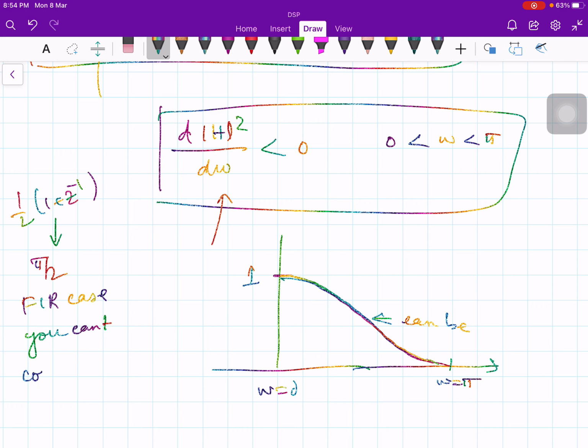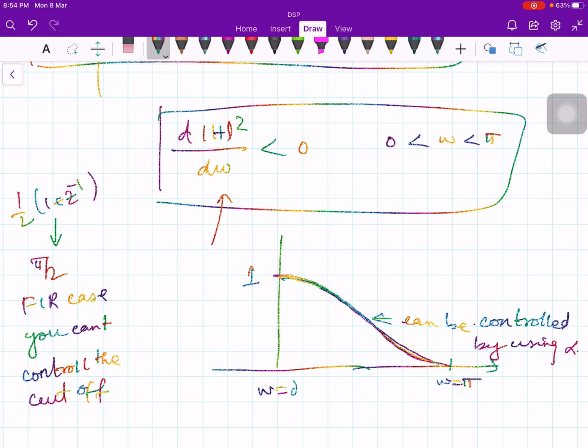You can't control the cutoff frequency, but here it can be controlled by using alpha. Okay, using the parameter alpha. Therefore the cutoff frequency can now be controlled by alpha, and if you plot the characteristic, it will be like this.